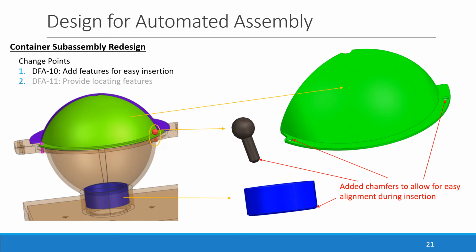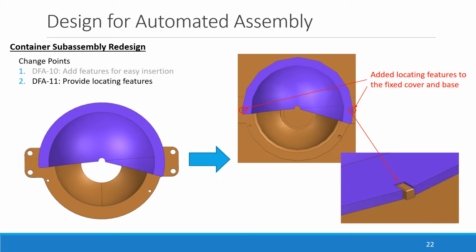We performed the analysis of the subassembly to calculate the total handling and insertion cost, which I will show in the next slide. From this analysis, we identified some opportunities for design optimization that will decrease handling and insertion costs while conforming to design guidelines. The first change we made aligns with the design guideline DfA10, add features for easy insertion. Chamfers were added to the inner cuff, slider cover pin, and slider cover for easier insertion. The second change we made aligns with the design guideline DfA11, provide locating features. For this, locating features were added to the fixed cover and base for easier alignment during assembly.